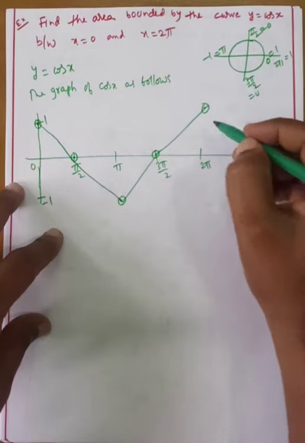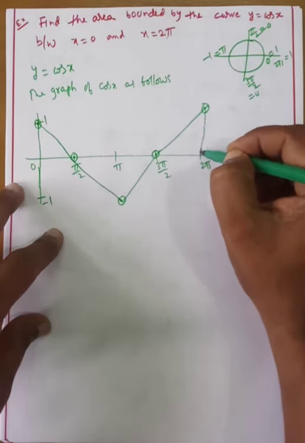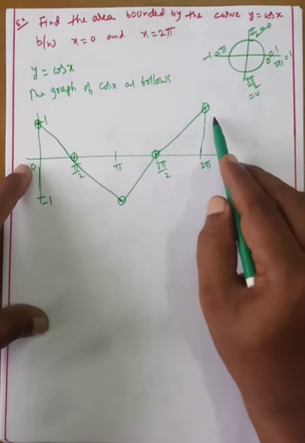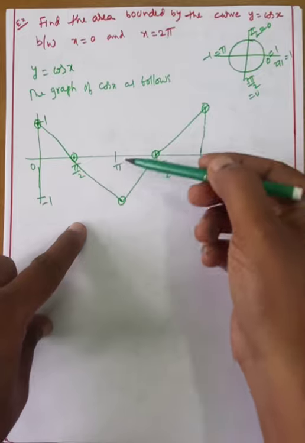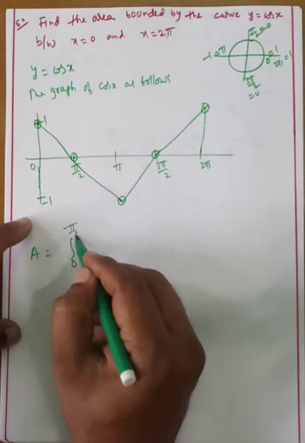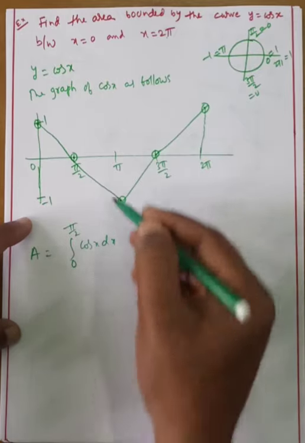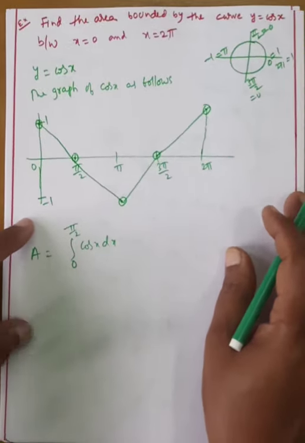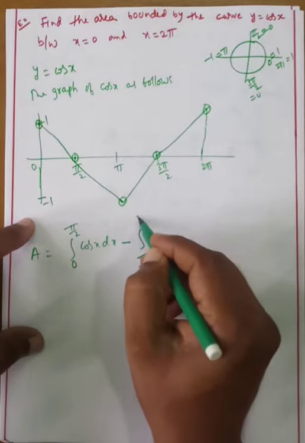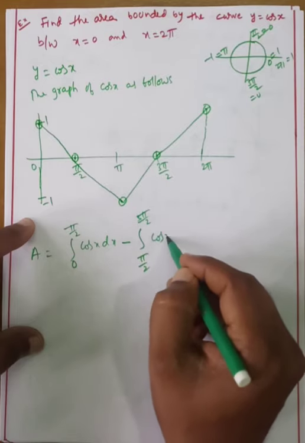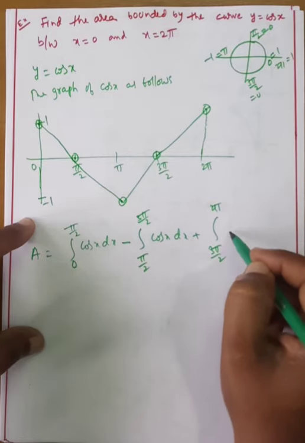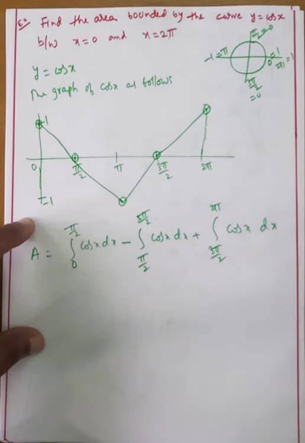Now observe that here this is 2 pi. From 0 to pi by 2 it is above the x-axis, and 3 pi by 2 to 2 pi is above the x-axis. Now pi by 2 to 3 pi by 2 is below the x-axis. So now area is equal to integral 0 to pi by 2 cos x dx. Here below the x-axis the area is 100% negative, so to make it positive you will take the negative: minus integral pi by 2 to 3 pi by 2 cos x dx, plus integral 3 pi by 2 to 2 pi cos x dx, which is above the x-axis, so 100% positive.